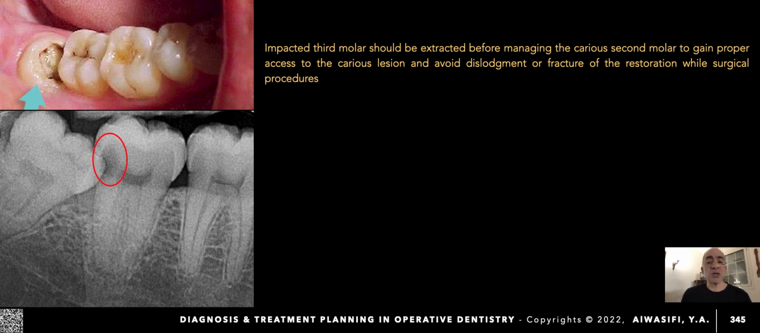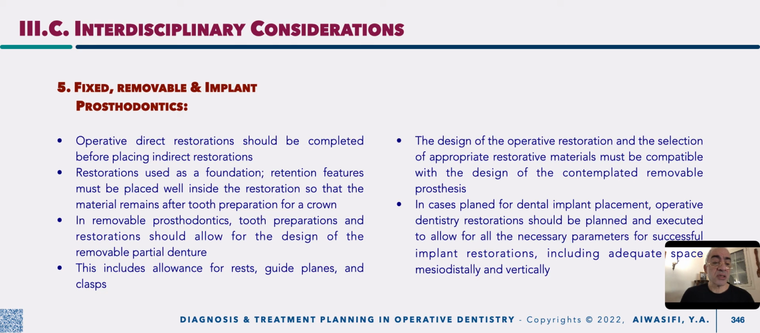You could properly apply your matrix, you could properly condense your material, and you could properly reproduce your anatomical features of this proximal surface. Finally, what about fixed, removable, or implant prosthodontics? Operative direct restorations should be completed before placing indirect restorations. In general, all dental treatments under any specialty should be completely finished before you are going for the prosthodontic phase. Prosthodontic phase is always coming the last one.